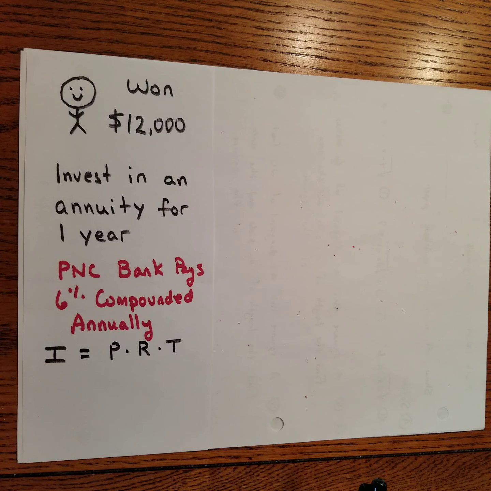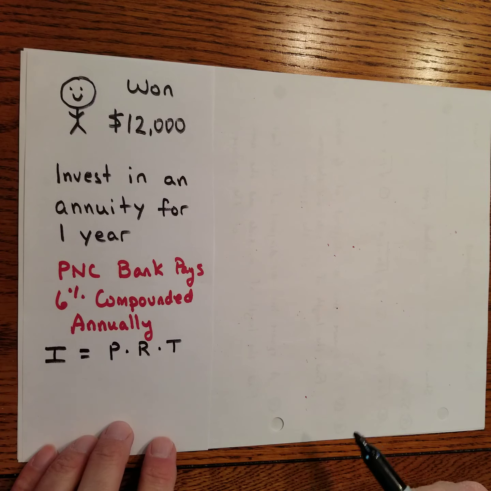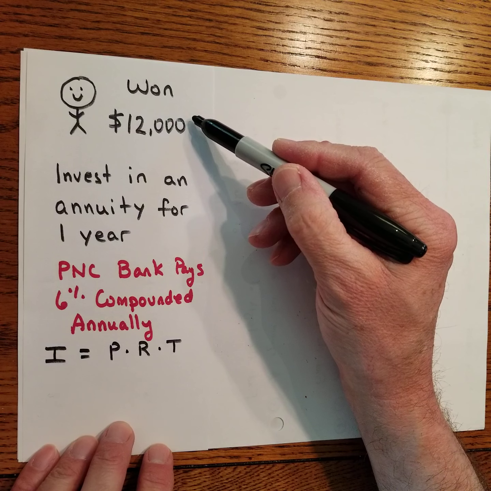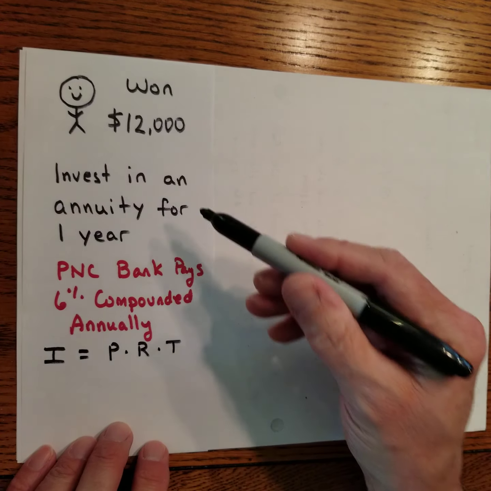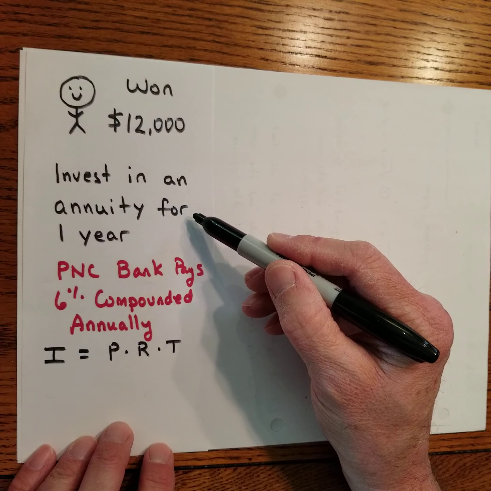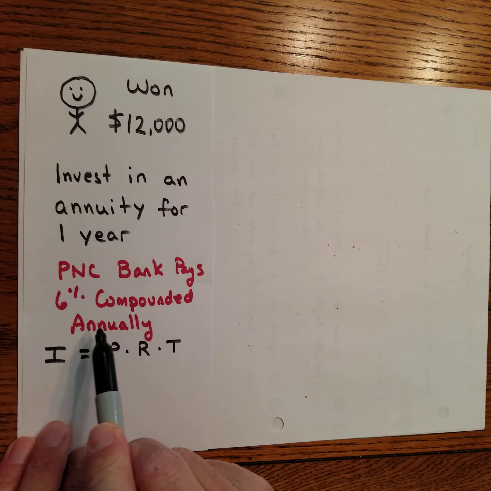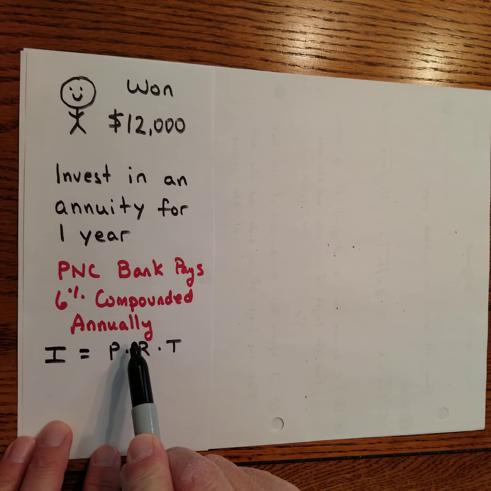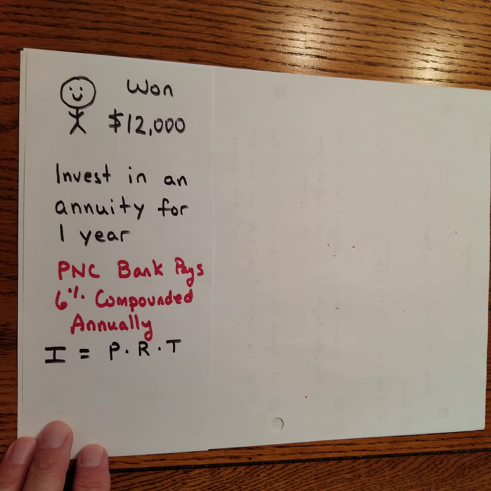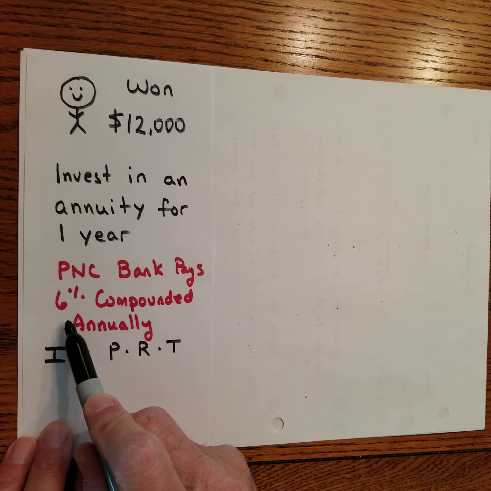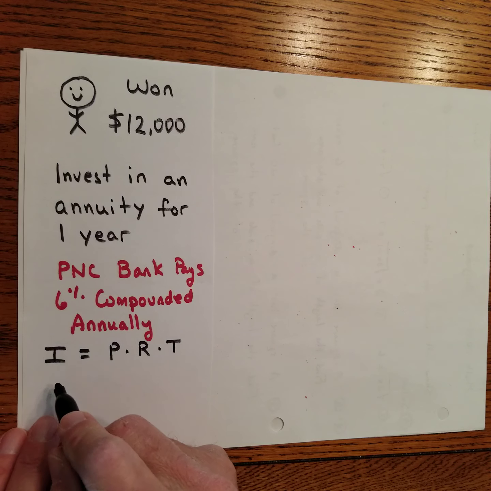Let's continue to explore how interest works. This problem isn't like the problems on your assignment yet. So just follow along. See if this makes sense. Today you're very happy. You won $12,000 in the lottery. You decide to invest this money in an annuity for 1 year. PNC Bank pays 6% compounded annually if you'll give them your money for 1 year. 6%, that's a very good interest rate. Let's see how much money you would make.